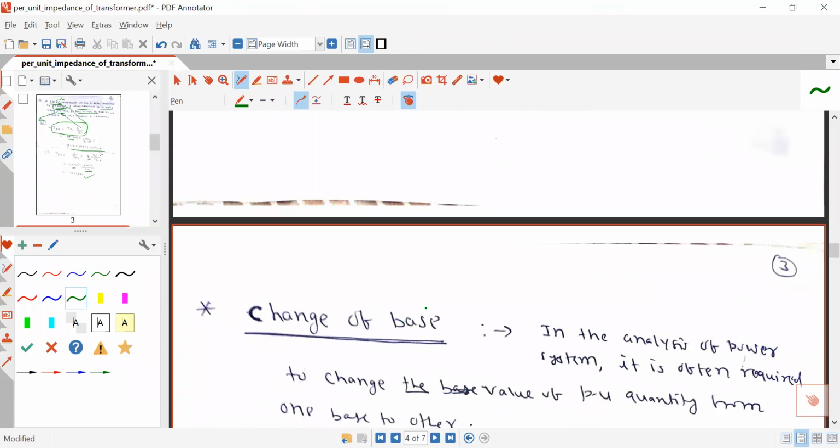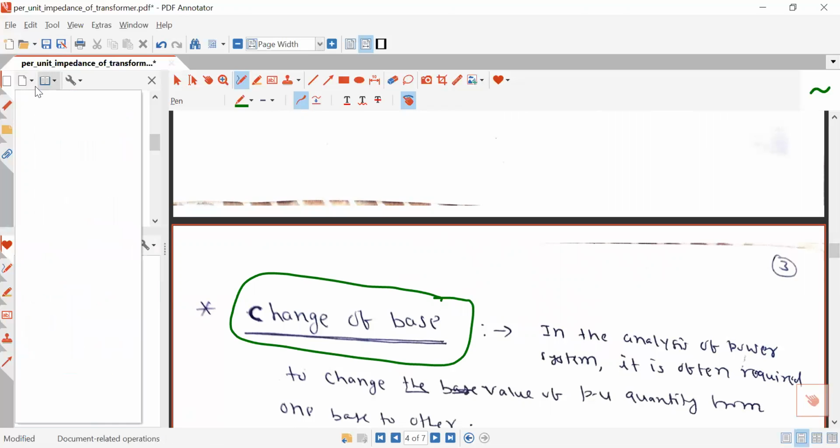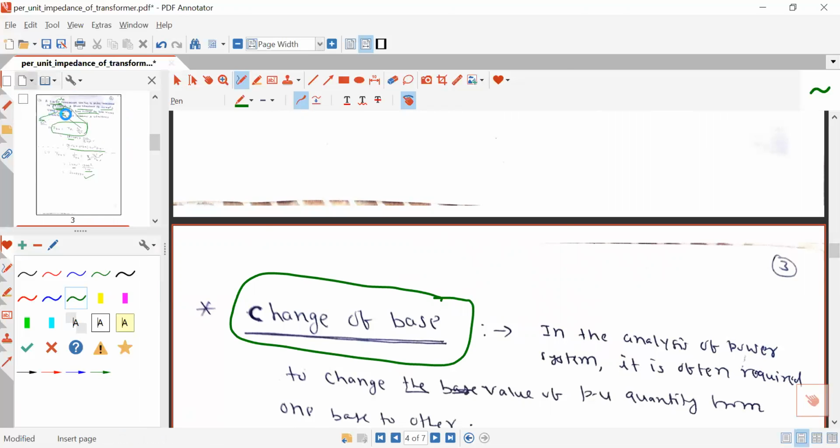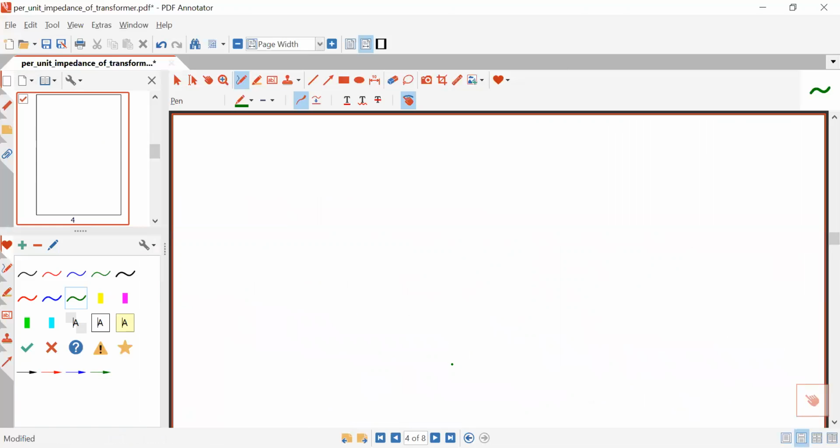Now it is often required in power system. When you do the analysis of power system, it is often required to change its base. Per unit value will be given on one base, and for analysis purposes it is required to convert it to another base. How will you convert per unit system from one base to another base?